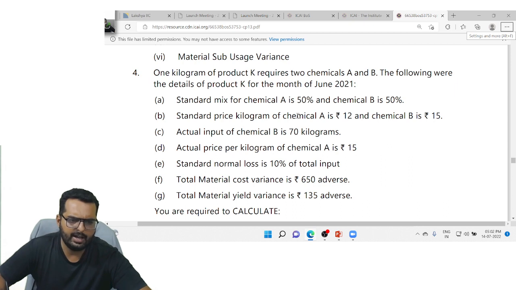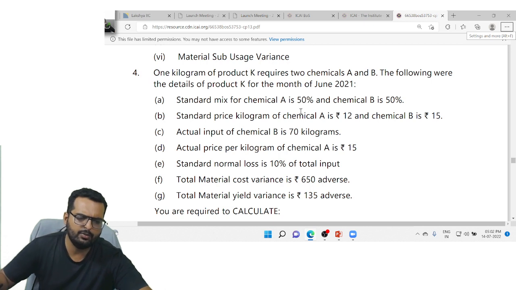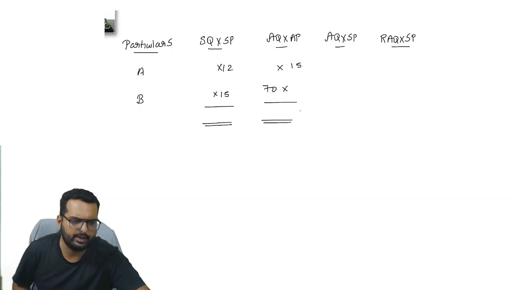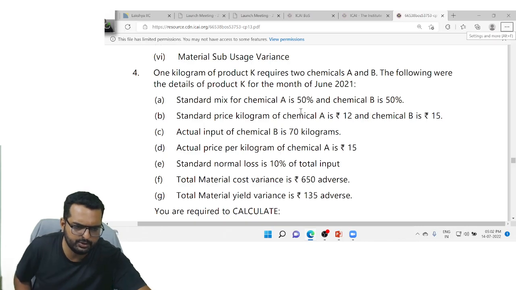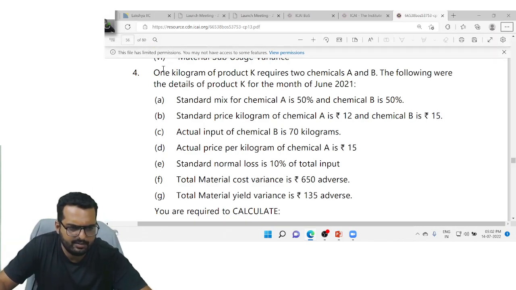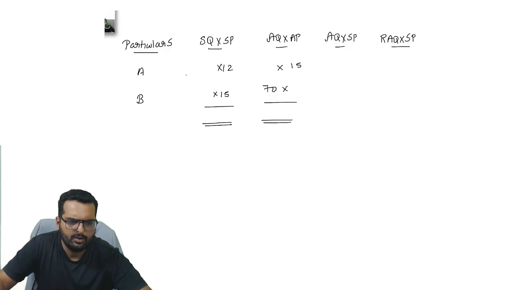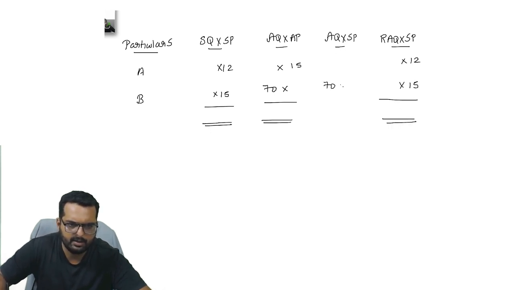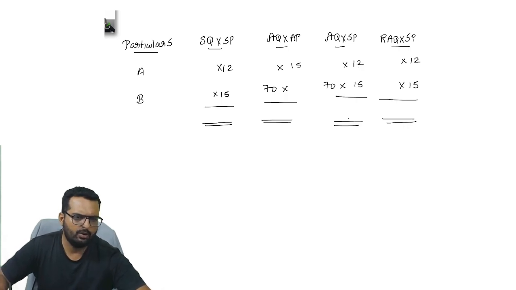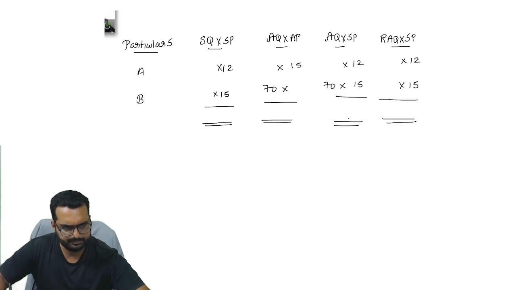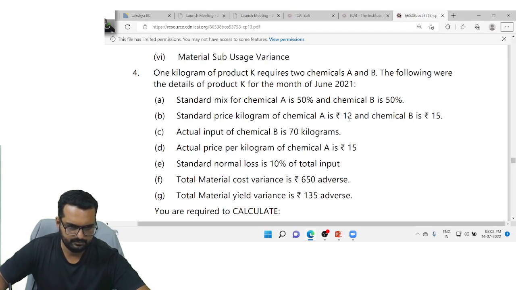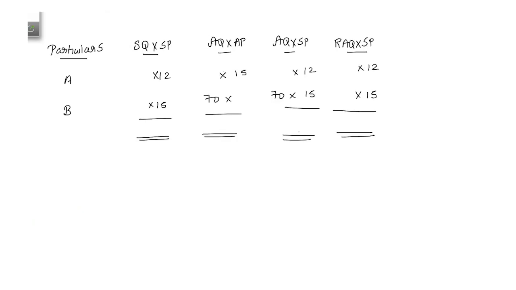All right. And the material cost variance is 650. Material yield variance is given over here as how much? 135. Okay, so from this much of information, we have to work out everything else, is it? Okay, wait. So here also I'll go and write down this will be 12 and this one will be 15. Okay. Here also 70 will come, 12 and 15 will come. All right. Can you all write down till here first in your books? Then I'll tell you how to proceed.